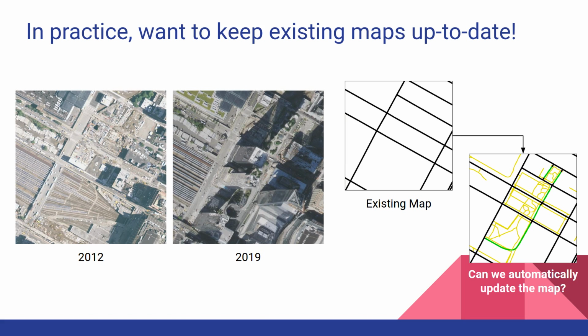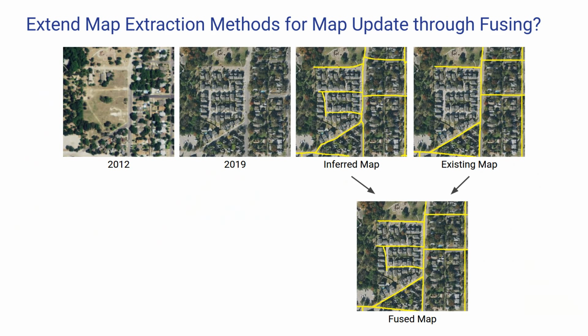And so to reduce the cost of maintaining digital maps, we need a method that can update our existing map to reflect these changes. But prior work is not designed for this task. Instead, prior work is designed to detect all roads in an aerial image, but it's not clear how to go from detecting roads to actually updating an existing map without introducing errors.